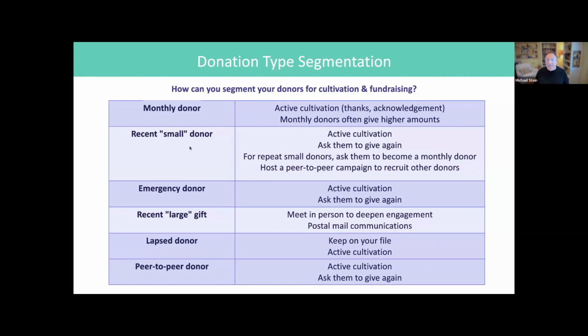Recent small donors, this is often another really large part of your donor file. Again, these are folks we want to be doing active cultivation with. These are folks, obviously, that we want to ask to give again and again.